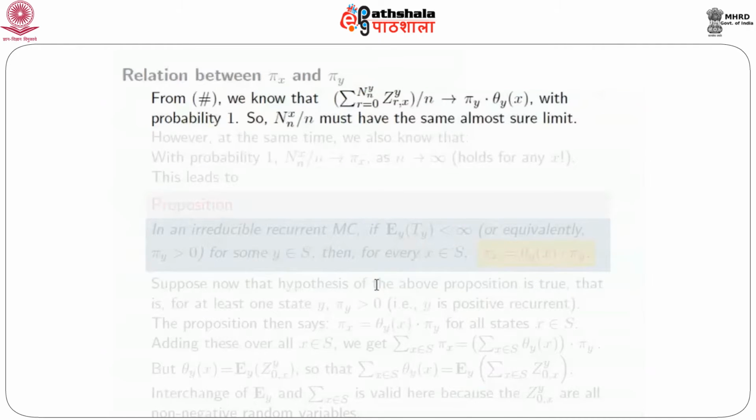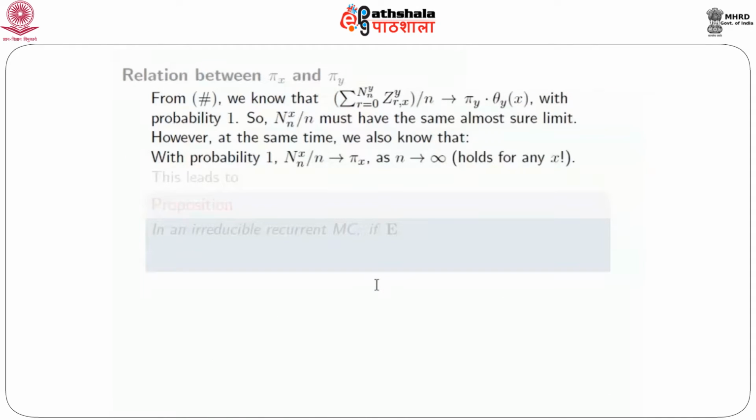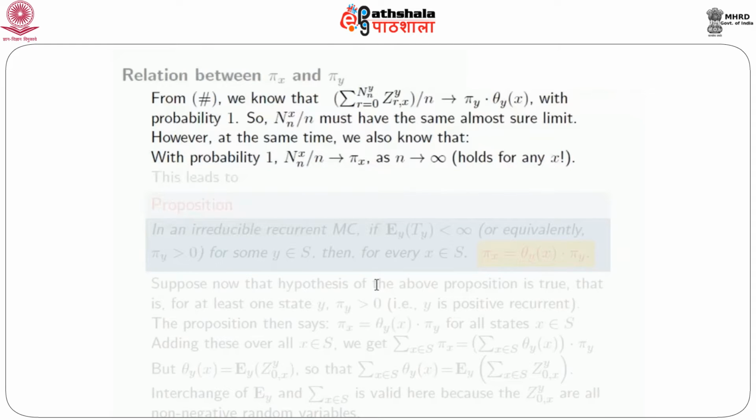Now we bring in something else. At the same time, we also know that the quantity N_n(x) over n, we had proved it for y, but y was arbitrary, so it's also true for x. N_n(x) over n goes to pi x as n goes to infinity. That's true for any x. So on one hand, we already knew that N_n(x) over n goes to pi x, but what we have just proved also gives us the limit pi y times theta_y(x) for the same quantity N_n(x) over n. So therefore we must have the two quantities, pi x and pi y times theta_y(x), be equal. So that's exactly what the proposition says.